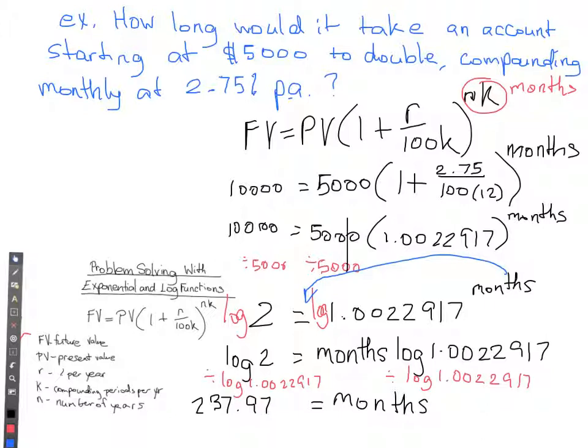If you wanted to find out the number of years, you could do that, of course, by dividing the number of months by 12, and you'd get approximately 20 years. So it would take 20 years for $5,000 to double. Awesome.